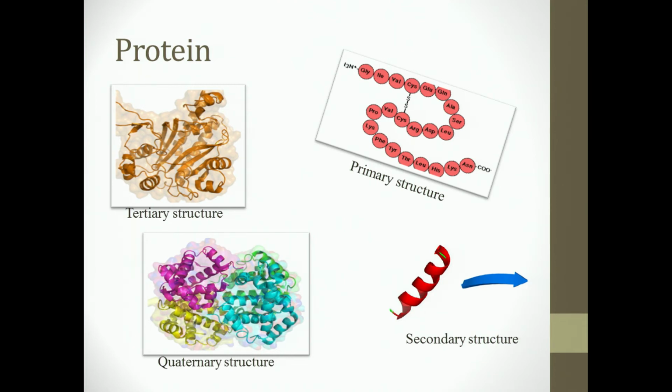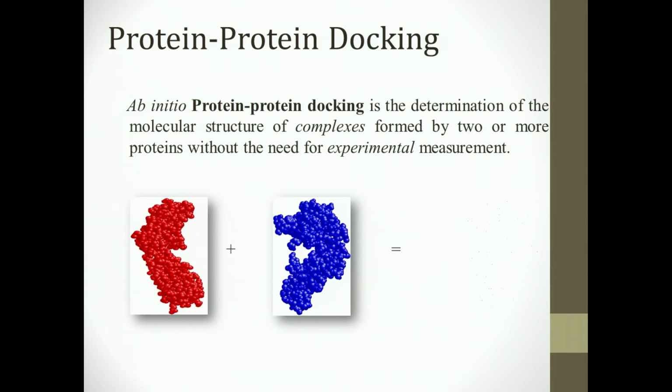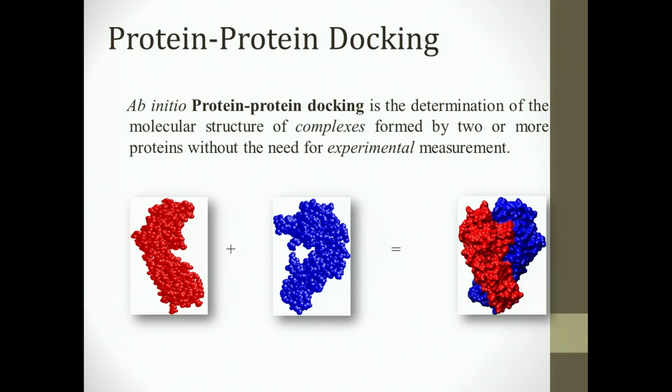Okay. Formally, if I define, then I can say ab initio protein-protein docking is the determination of the molecular structure of complexes formed by 2 or more proteins without the need for experimental measurement. Of course, without the need of experimental measurement, because if we do experiment, then that is the final test. So, why do I go for this protein docking?